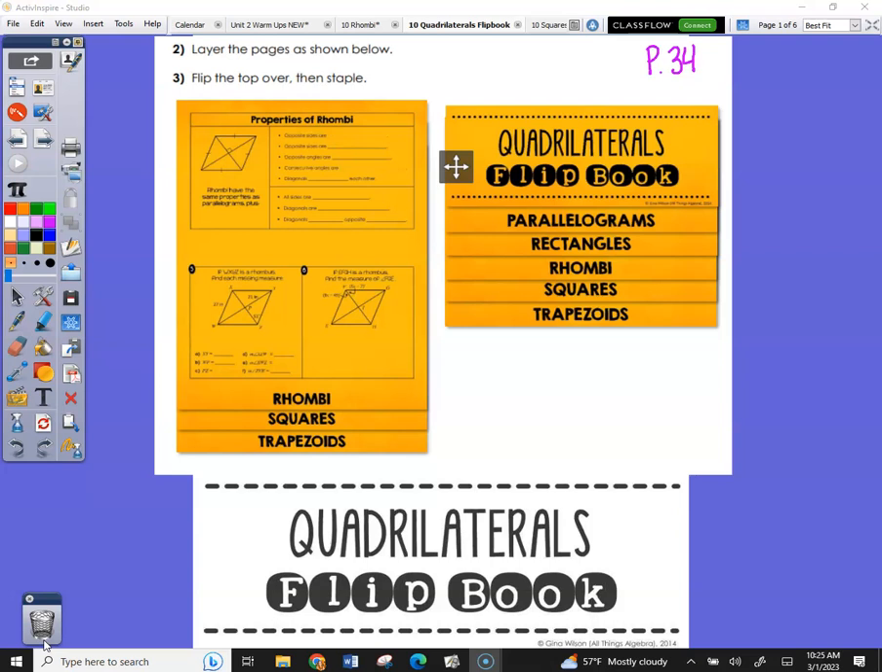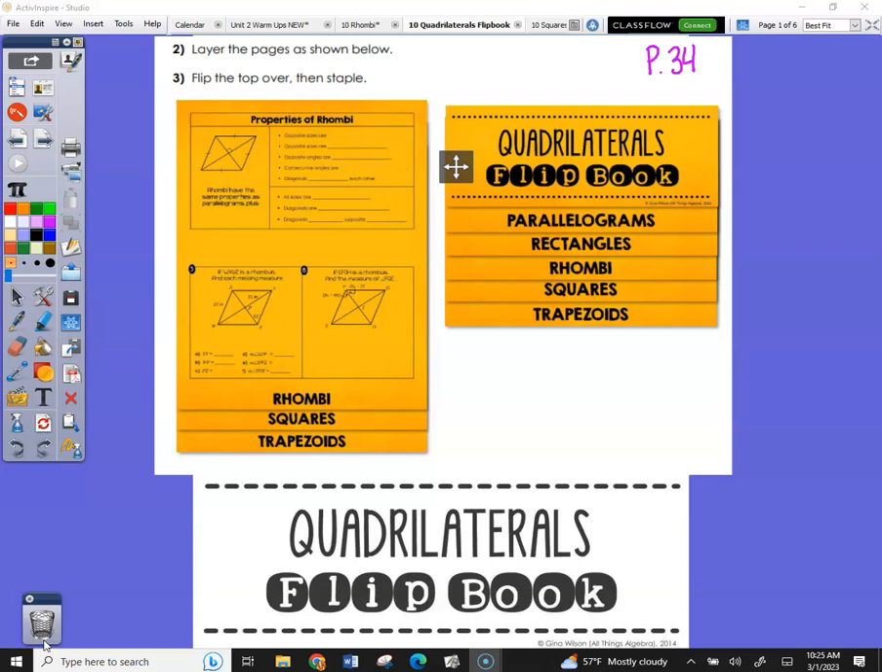Alright, looking at your quadrilateral flip book, this is page 34 in your notebook. We have one shape left, and it's squares. Squares. What? Remember what I talked about? Remember me saying that trapezoids and kites are quadrilaterals?